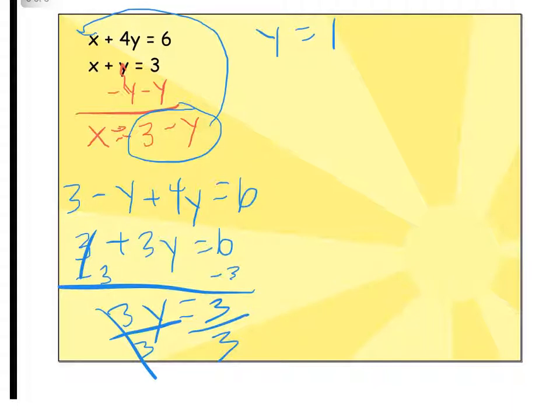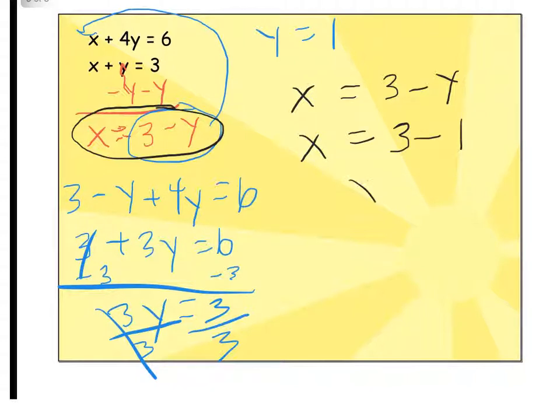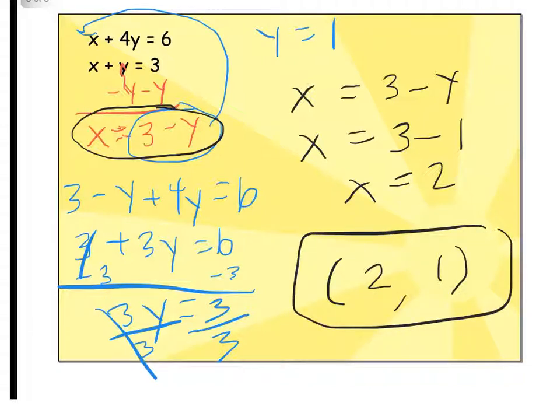So now I'm actually going to use this equation right here to solve for x because it's the easiest one. It's the fastest one. So I'm going to do x is equal to 3 minus y. So x is equal to 3 minus 1. X must be equal to 2. So my ordered pair would be 2, 1. If I wanted to be checking these, I would plug x and y back in to see if it worked, or I could maybe graph these if I wanted to verify it that way also.